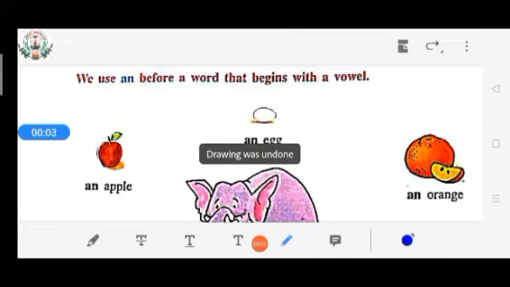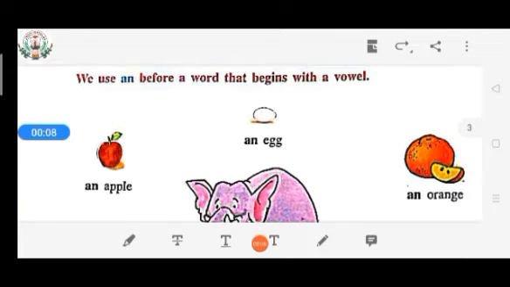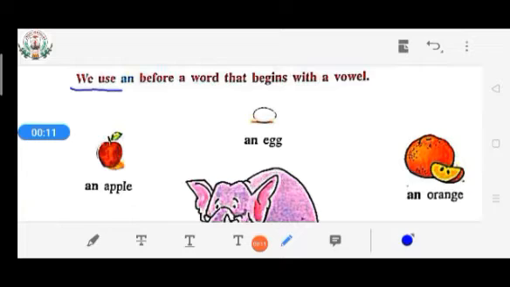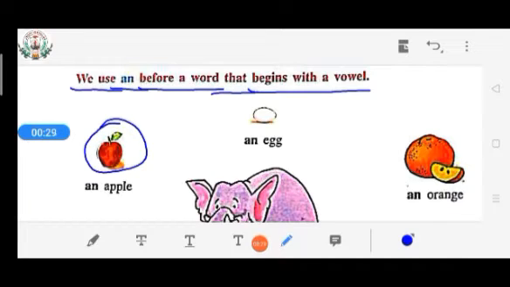Children, the use of an. We use an before a word that begins with a vowel. So, look at the first picture, children. The first picture is an apple. The first letter of apple is A. It is a vowel sound. So, we will use an apple.